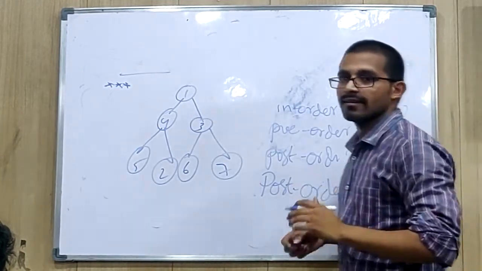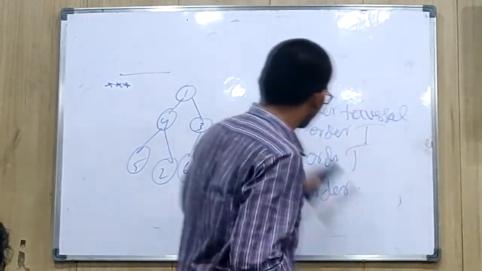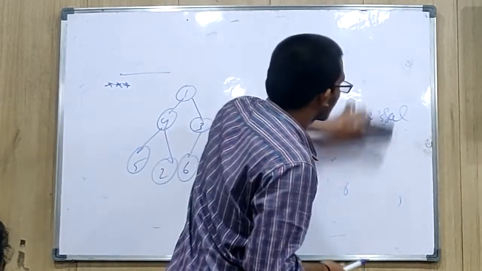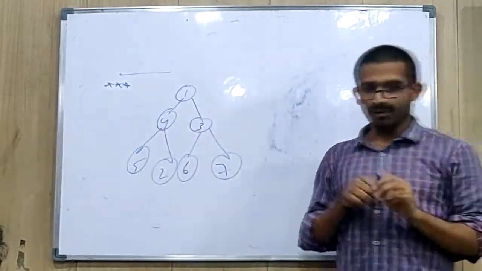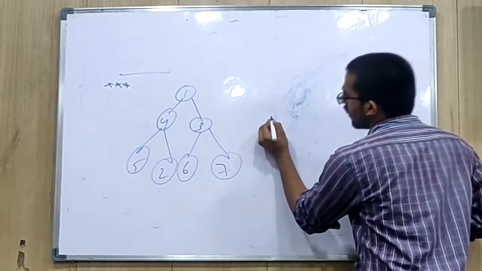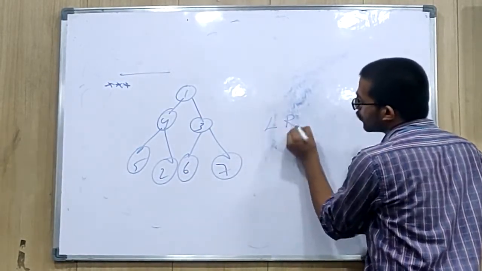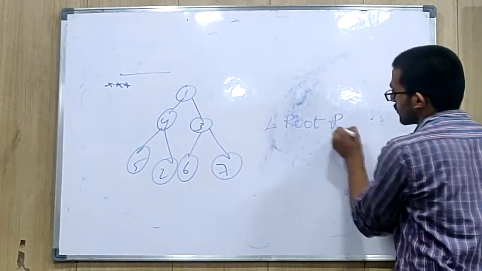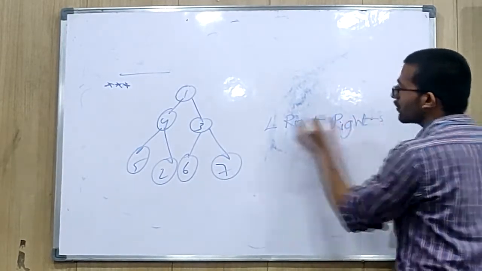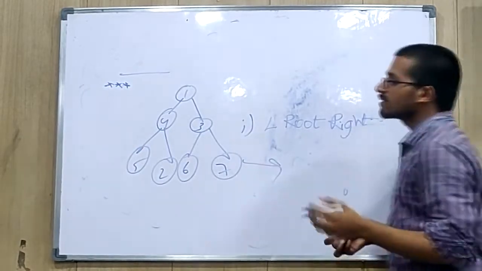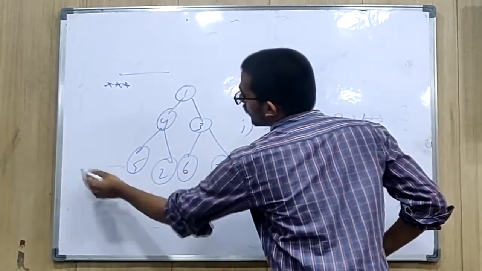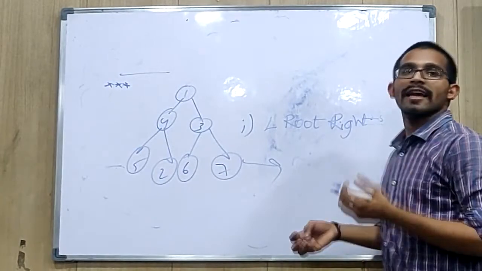I have neat handle, of course, in my books. Pre-order, in-order, post-order. In-order means left, root, right. Left, root, right. How can you get in-order traversal? Start from here. From left to right, the evaluation takes place.